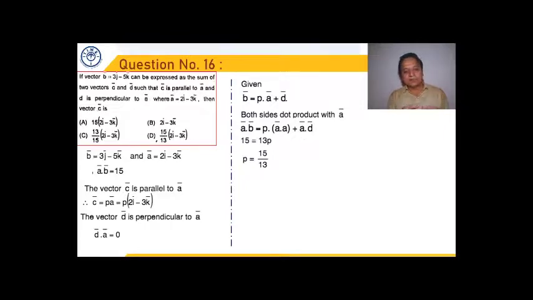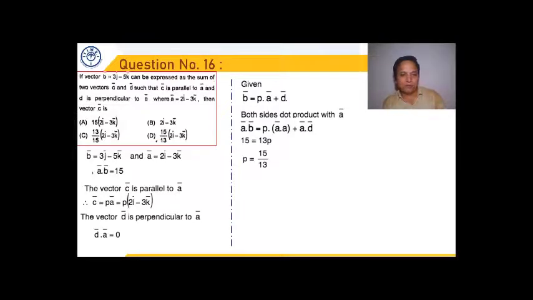The condition given was that vector B can be expressed as the sum of two vectors C and D. C is parallel to A, so of the form P into A vector, and D is perpendicular to A, so A dot D is 0. So we write the equation B vector is equal to P into A vector plus D vector. Then on both sides we do dot product with A, so it becomes A dot B is equal to P A dot A plus A dot D.